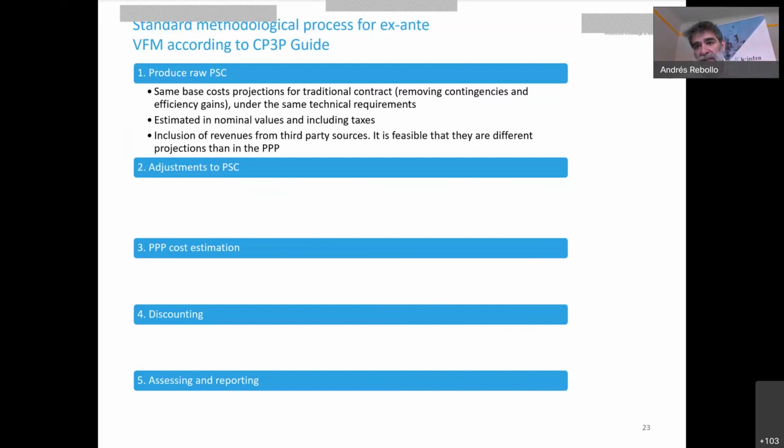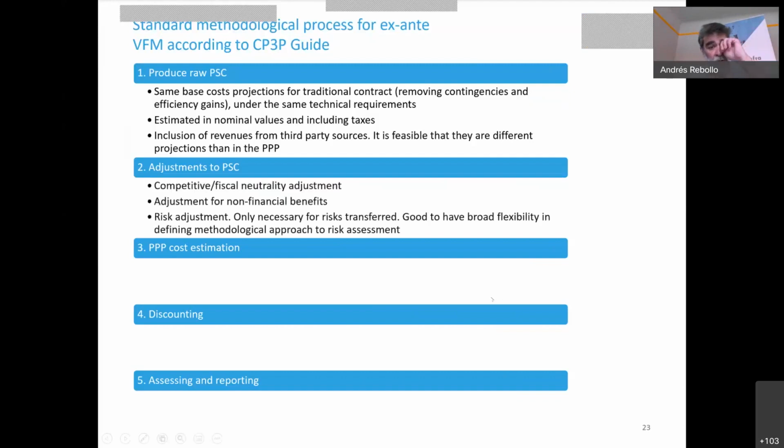Estimated according to the CP3P guide, in nominal values and including taxes. And we will include revenues from third-party sources and deduct those revenues. The CP3P guide says it could be different. You could use different projections, duly justified. Okay, we will discuss this later on. Then I need to adjust the PSC. And according to the CP3P guide, we have 3 adjustments.